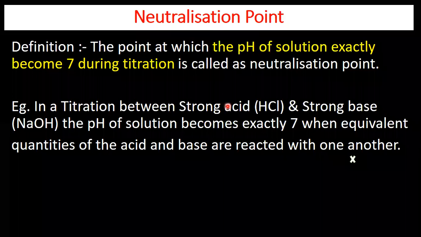If we titrate the two with the same concentration, 0.1 concentration, then what pH is formed at the end point? The pH of the solution becomes 7, and this point is called the neutralization point. The point at which the pH of the solution exactly becomes 7 is called the neutralization point.